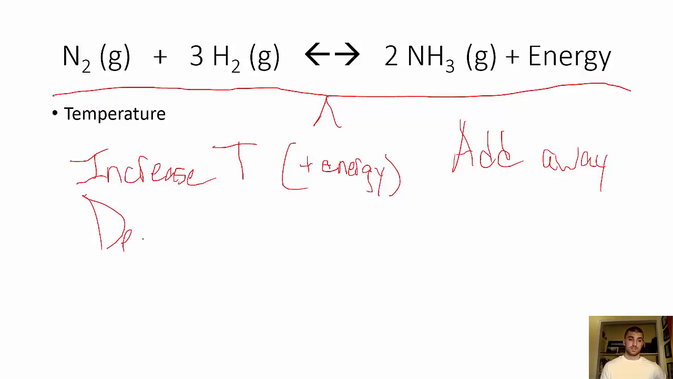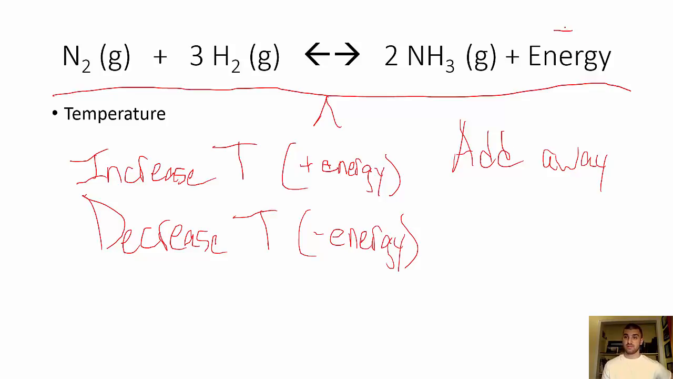All right, well, what happens if I were to decrease the temperature, if I were to remove heat? Decreasing temperature is basically the same thing as removing energy. So same rule as if you were removing anything. If I'm decreasing energy, I'm going to have to shift to replace that energy, which means NH3 is going to increase. H2 is going to decrease because I have to use it up, and same thing with N2. Not so bad, kind of straightforward.